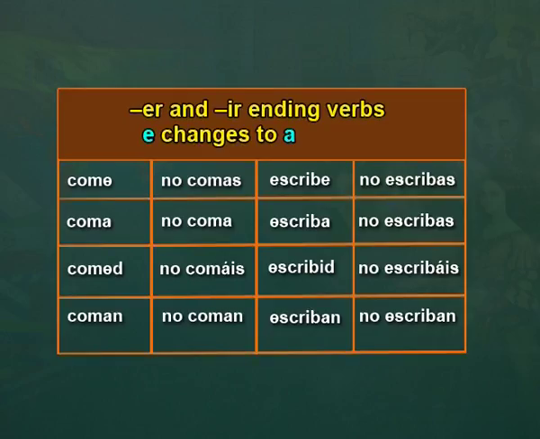For ER and IR ending verbs, it is the other way, that is the E changes to A. Come becomes no comas, don't eat. Escribe becomes no escribas. Coma, no comas. Escriba, no escribas. Comed, no comáis. Escribid, no escribáis. Coman, no coman. Escriban, no escriban.